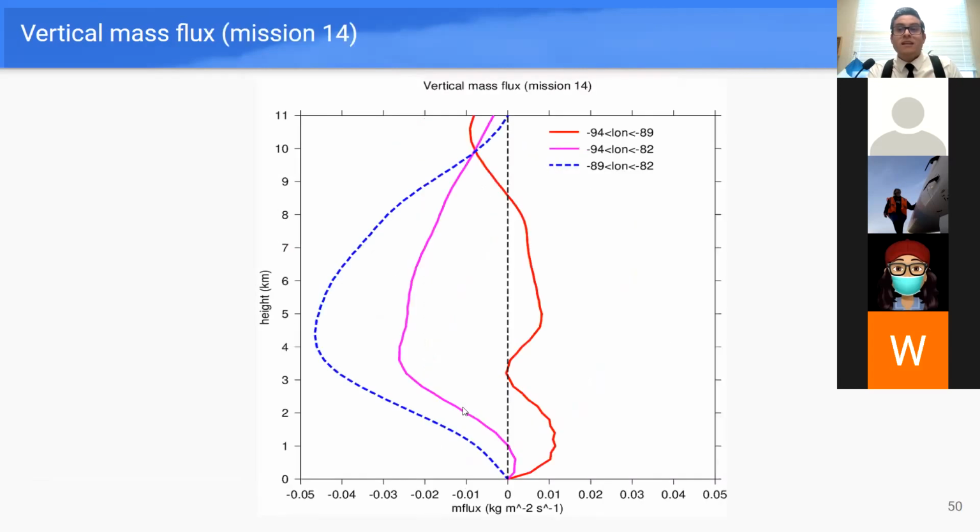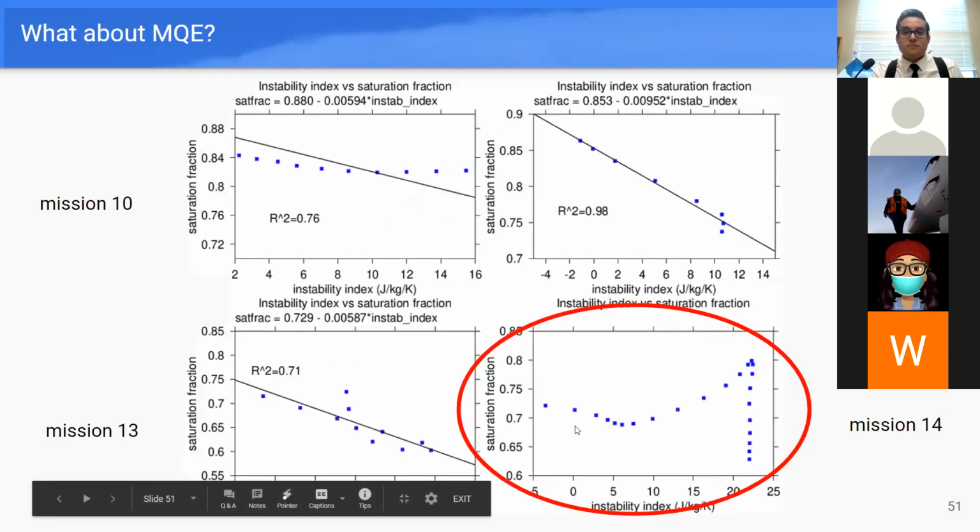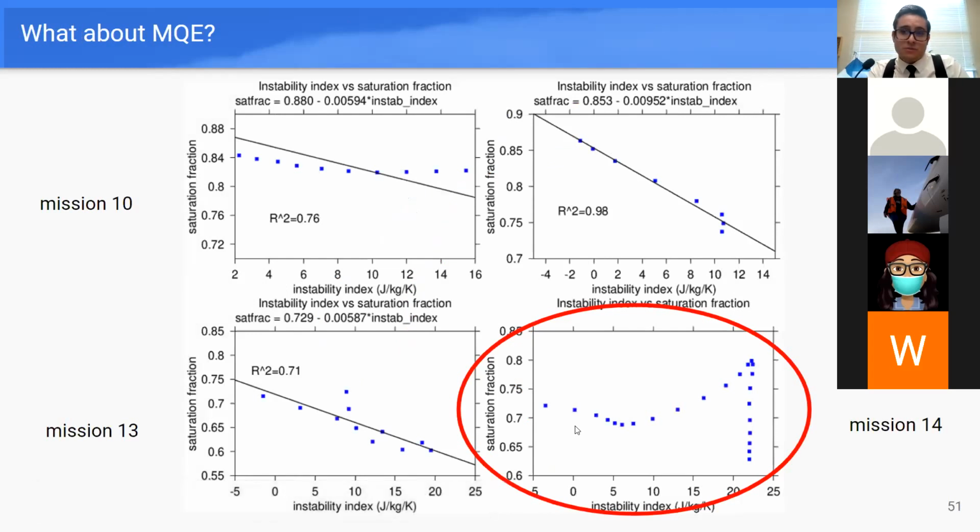Let's see just what happened in mission 14, considering different ranges. Now, if we consider the range of 94 to 89 west longitude, which is only where the center of circulation of Cindy was, it is quite bottom heavy. If we consider the whole range, it is very divergent. But if we consider only the region east of Tropical Storm Cindy, where there was a region of subsidence, it is incredibly divergent. So how does moisture quasi-equilibrium look like?